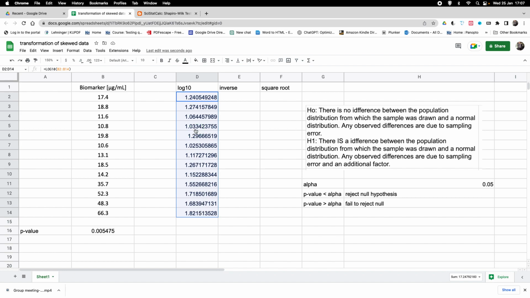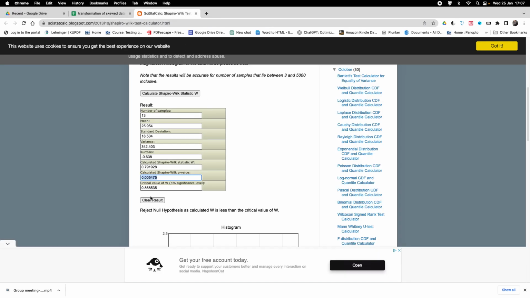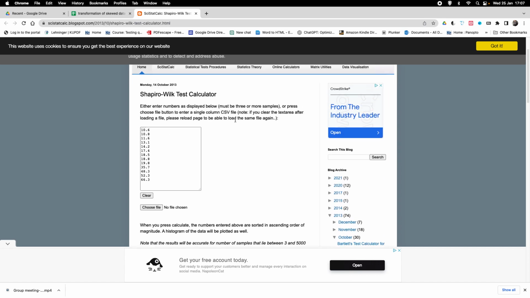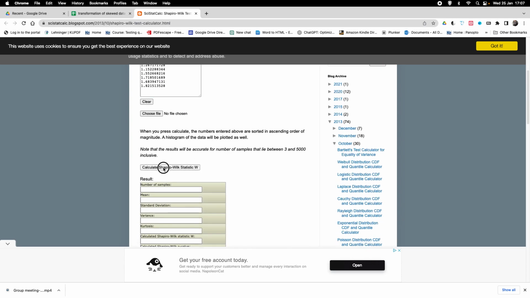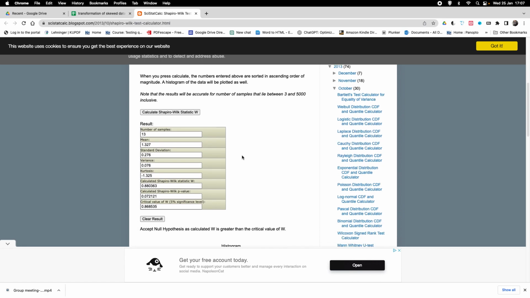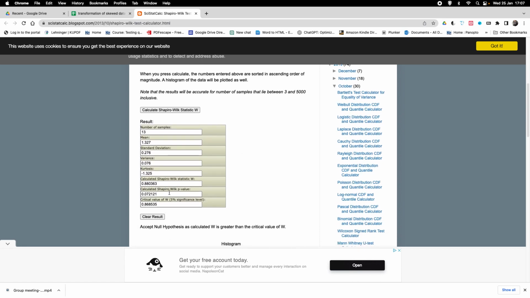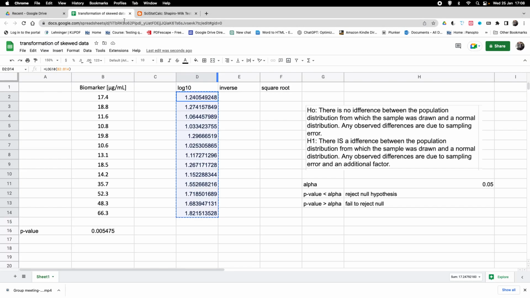the Shapiro-Wilk test. So I copy the data, I go back over to the statistics, I clear the results, and also clear this one here, and I simply copy paste these log data now and calculate the Shapiro-Wilk statistics, and I get a p-value here. I will copy this p-value, and we can now put that p-value in here.